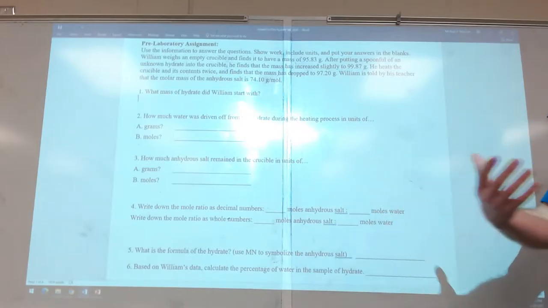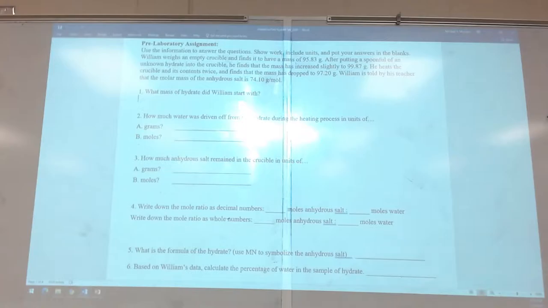In today's pre-lab, we don't know which one it is. And so we're just going to use the generic MN. And we can do some experiments if we were to do that later on. Today I want you to think about, though, how to work with hydrates and how to do the work behind the lab that we're actually going to do. So when we do the lab, we're going to follow this example. I want to go over some things.